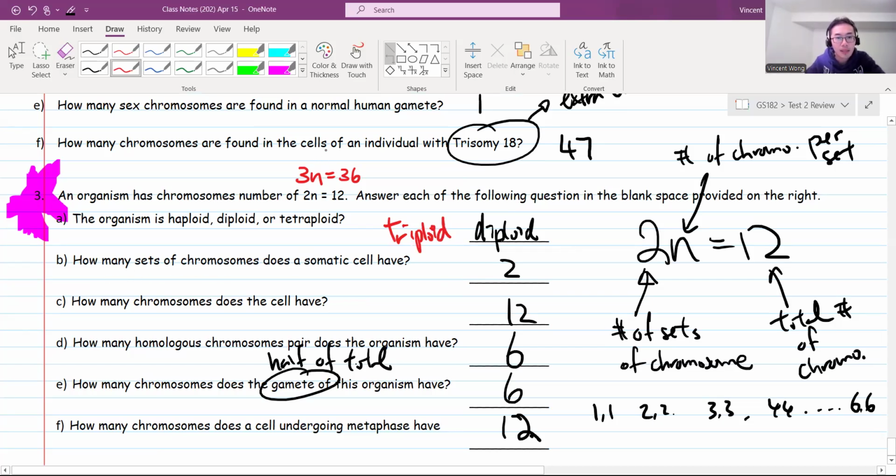How many sets of chromosomes in this case? 3 sets, that's right. That's what the 3 means at the front. How many chromosomes does the cell have? 36. How many homologous chromosome pairs? Well, it's not going to be a pair. It's going to be like triplets, right? So it's basically 36 divided by 3, which is, no, not 18. 36 divided by 3 is 12.